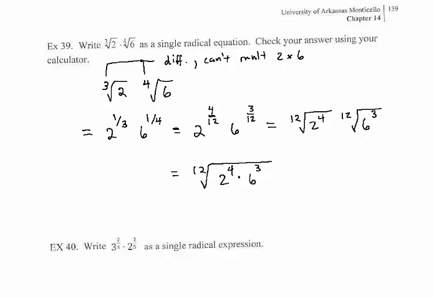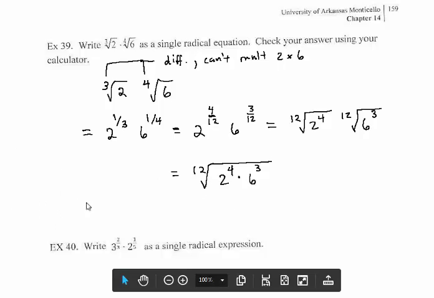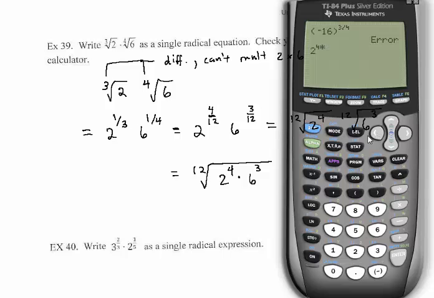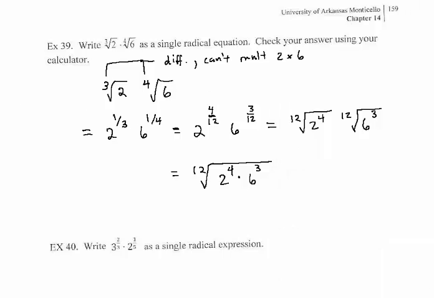We can pull up our calculator to see exactly what that number works out to be. 2 to the 4th times 6 to the 3rd. Enter. 3,456. So this is the 12th root of 3,456.